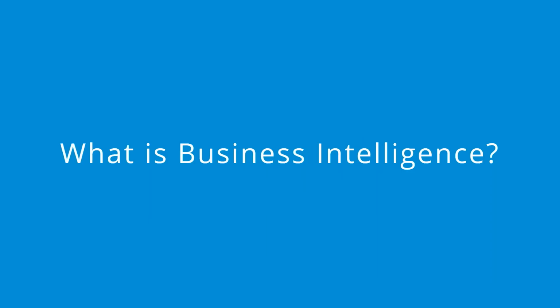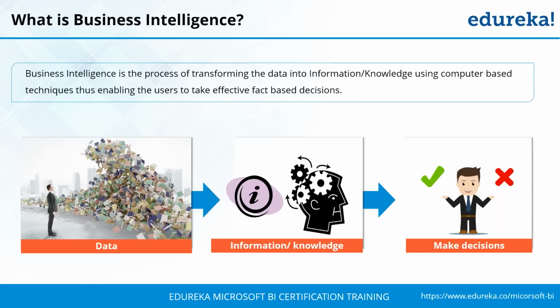Let's take a look. What is business intelligence actually? Business intelligence is a process that transforms your data into information or knowledge using a computer-based technique that enables users to take effective decisions based on facts. So you have your data coming from different sources, raw data, which you have to analyze. On top of that data, you perform your knowledge analysis, you gain the information. Then you can make your business decisions so that your business will take a leap forward.